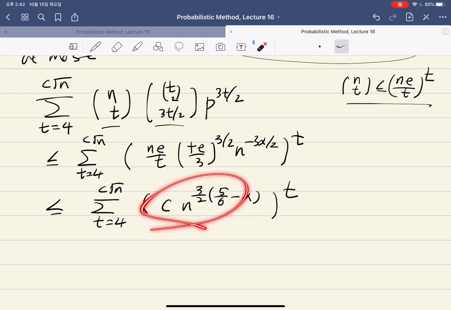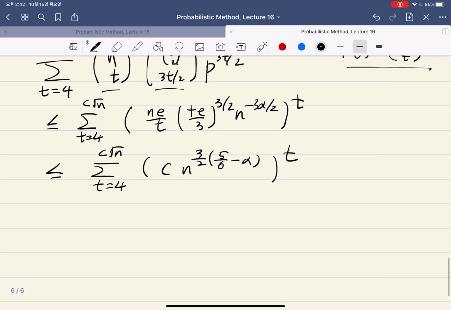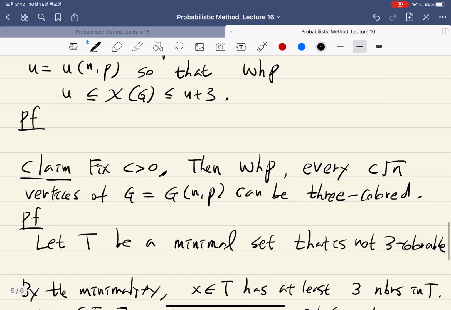So this is smaller than 1, not just smaller than 1. Each term is n to the negative epsilon, which goes to 0. And even if you sum this geometric series, this is still o(1). So this proves the claim that with high probability, every vertex set of C times square root of n vertices can be 3 colored.